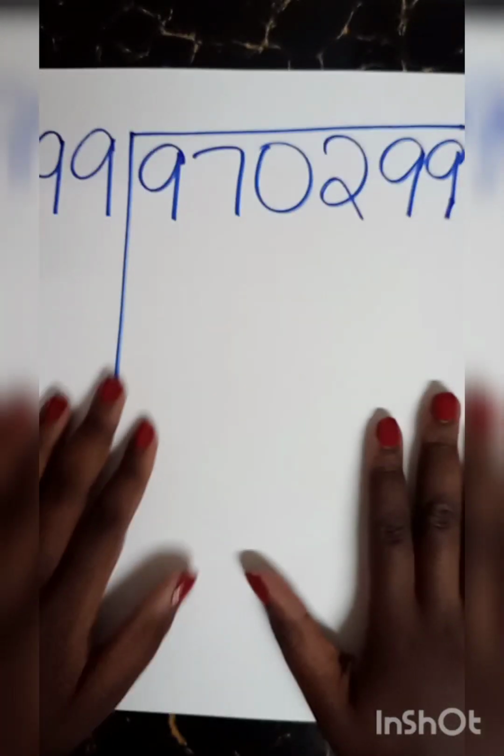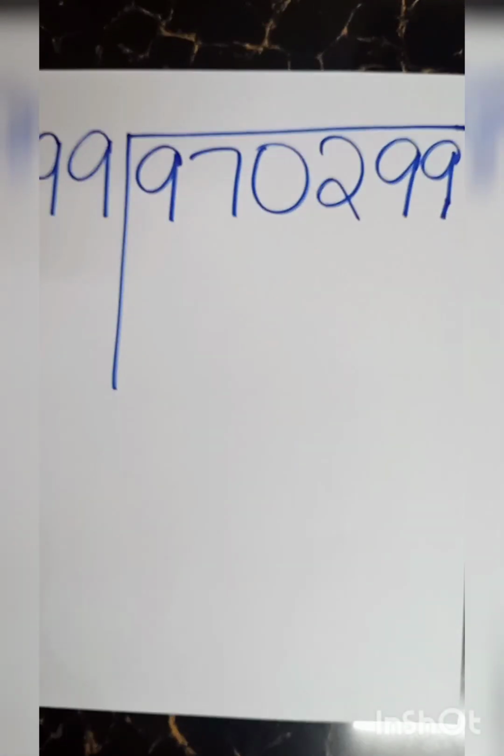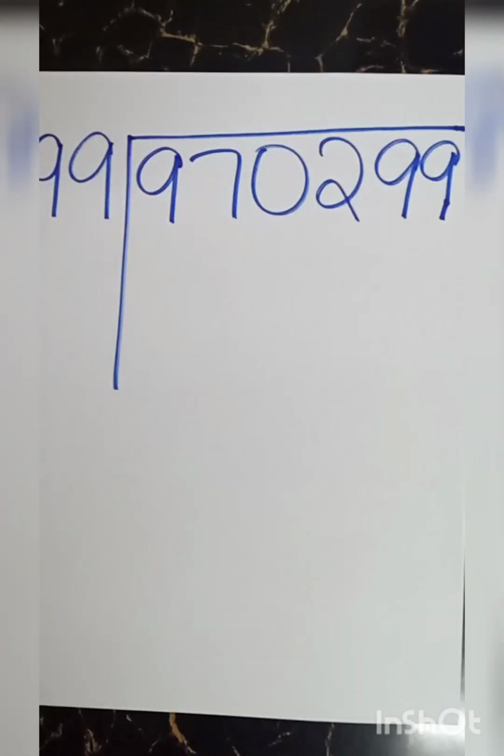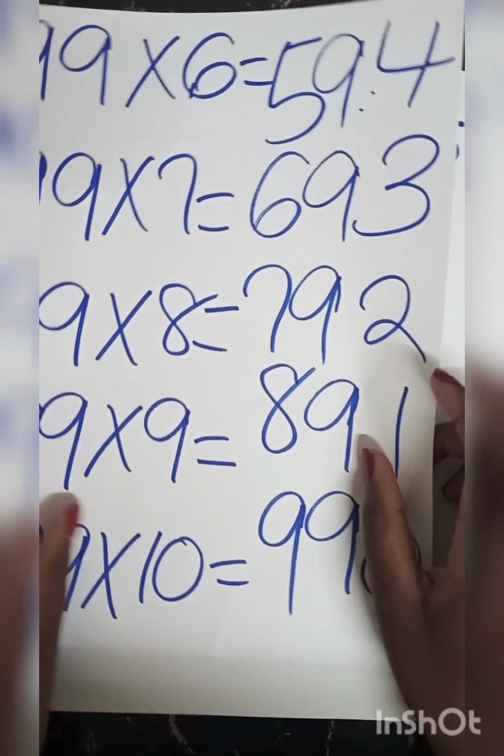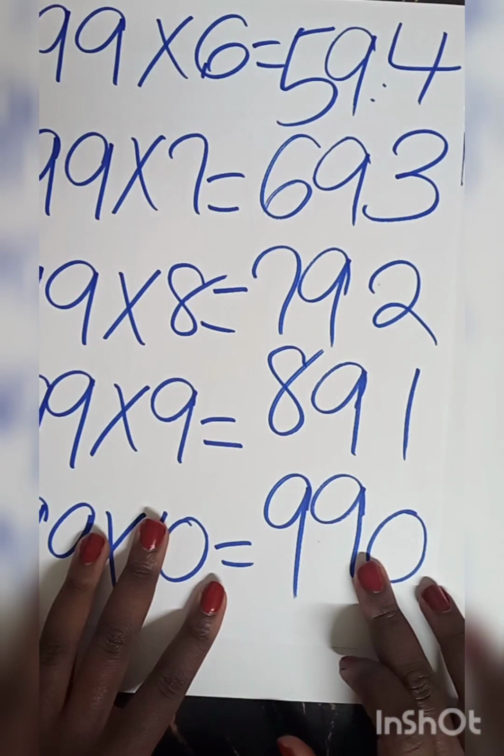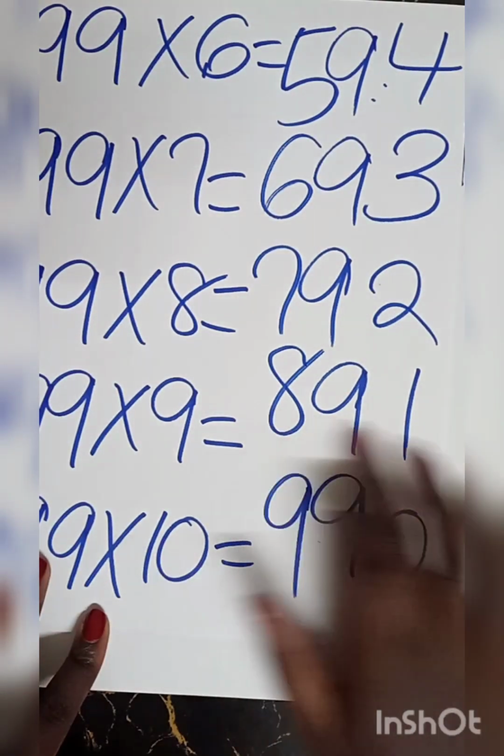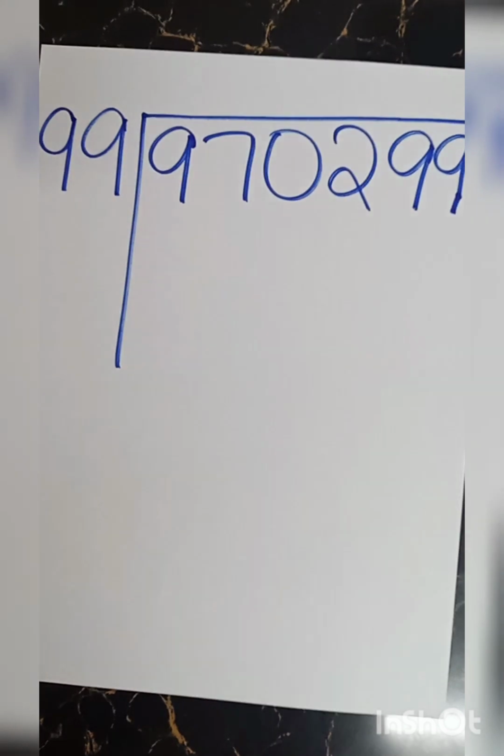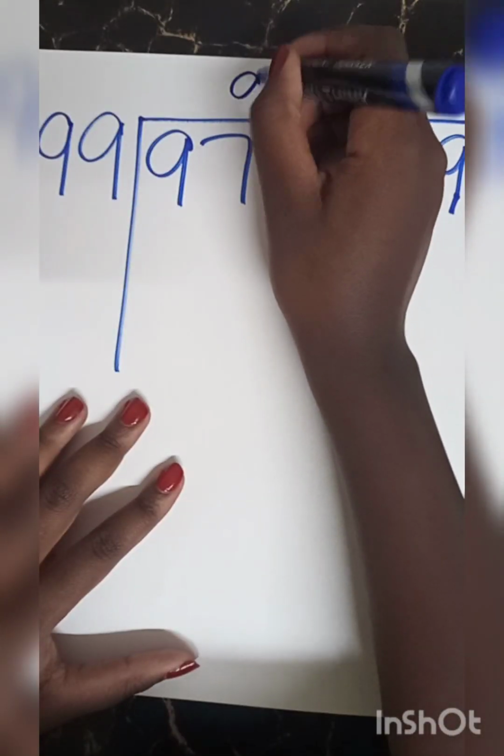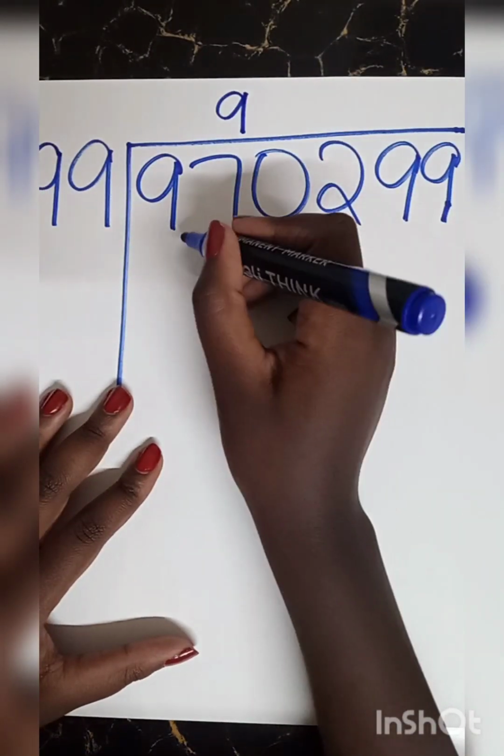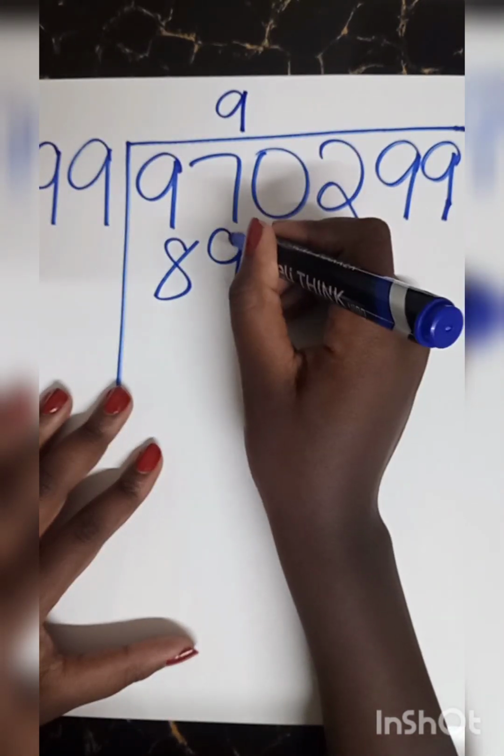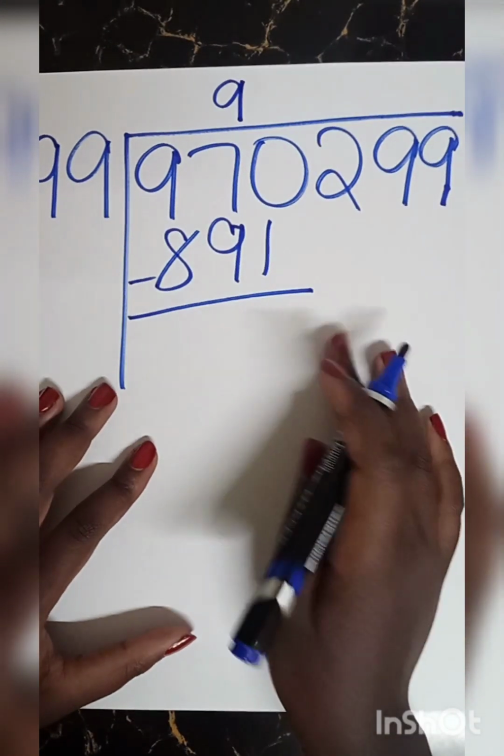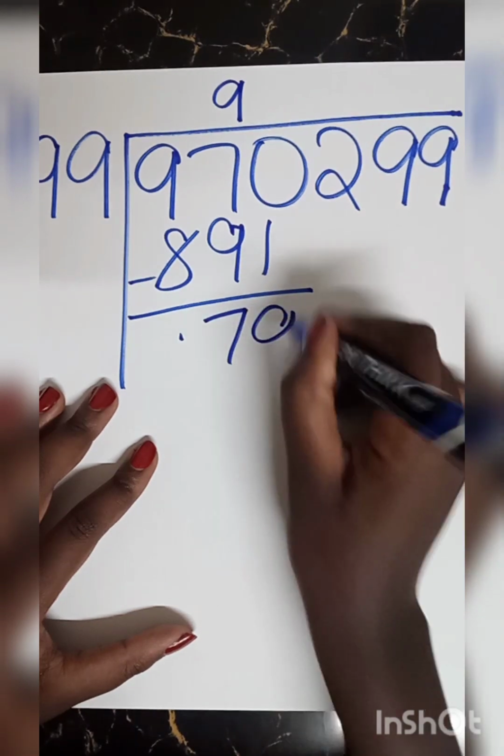So where does 970 fall in table 99? 970 is in between this and this. So we'll go with this because this is less than this. That means we'll write a 9 here, because 9 times 99 is 891. When you subtract this, you get 79.